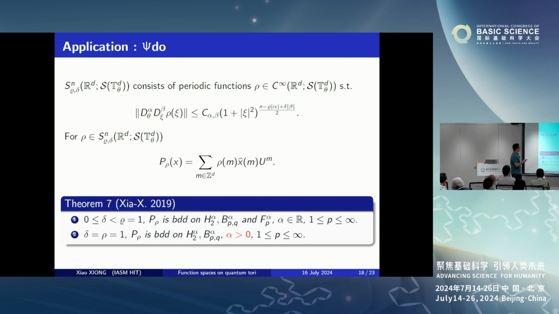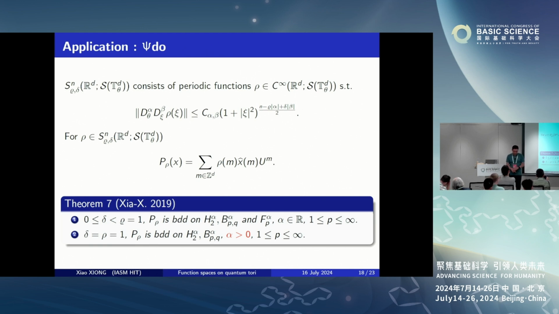Then we take the derivative with this real variable, and also we would like to know the differential with respect to the quantum torus. I define this as d theta. This d theta is nothing but the previous d, because now I have 2 different derivatives, and I would like to distinguish them to make the notation clear. Okay, so here is the condition I put on my symbol.